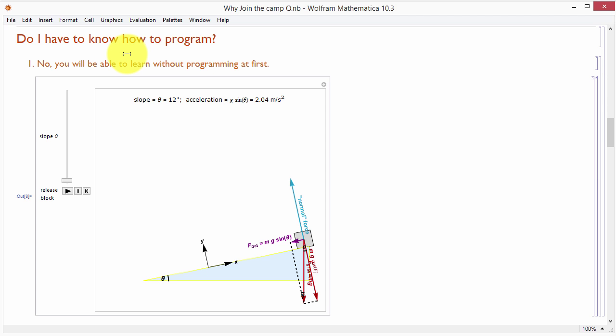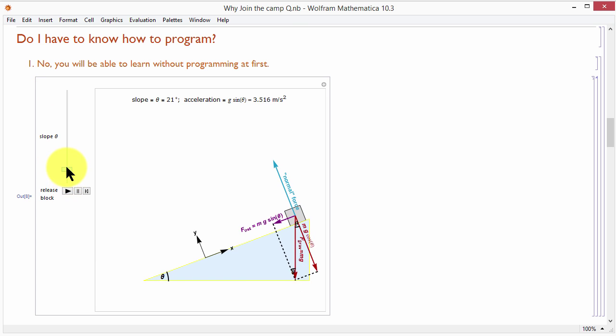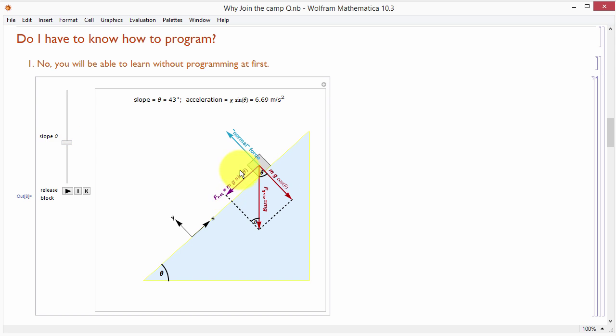You may be wondering, do I have to learn all this? Do I have to write the code myself? The answer is no, because I am providing all the code for you, and we are not here to learn programming, we are here to learn physics. So by using these, we are going to learn how physics works.